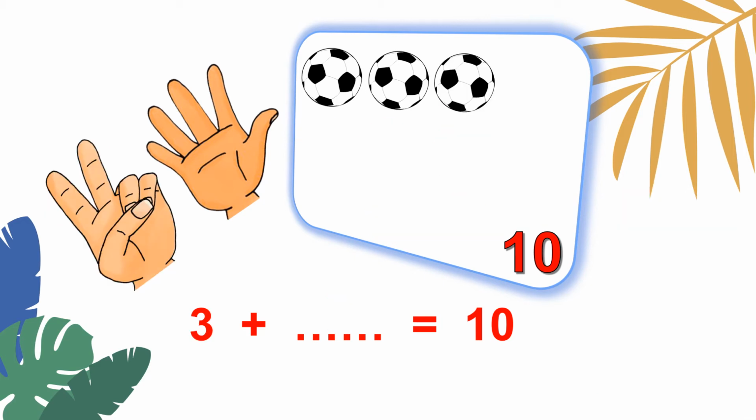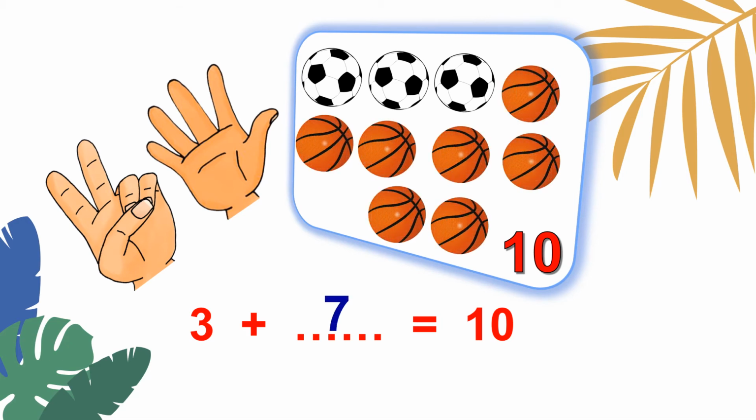Okay, now I have 3 balls. I want to know 3 plus what equals 10. So now hide 3 fingers and count the other number. 1, 2, 3, 4, 5, 6, 7. So 3 plus 7 equals 10. If we count all of the balls, 1, 2, 3, 4, 5, 6, 7, 8, 9, 10. All of them are 10 balls.